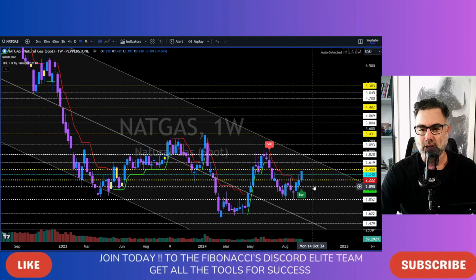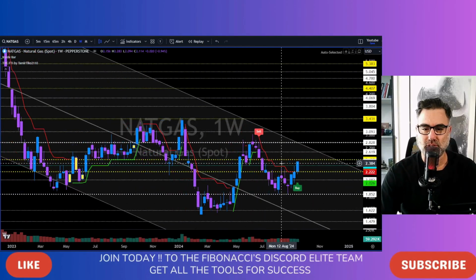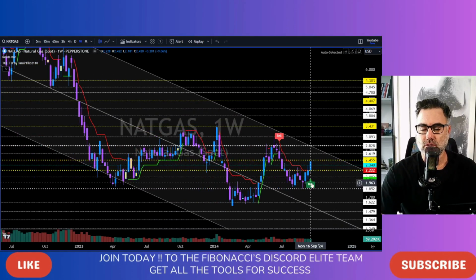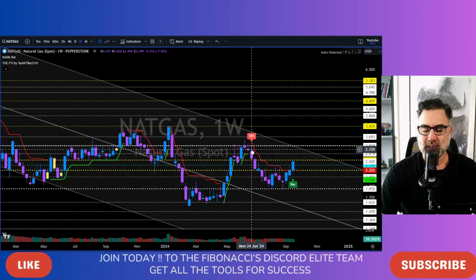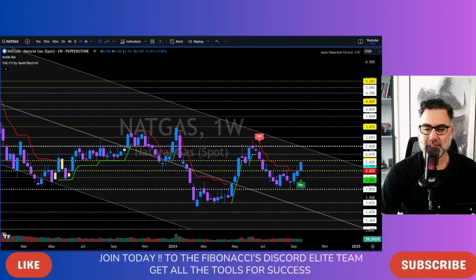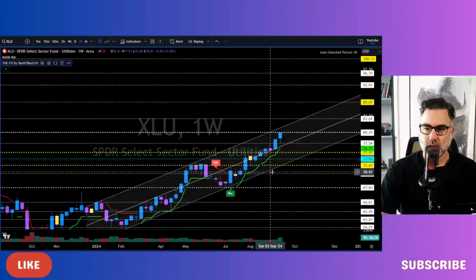And this is why we use candlestick analysis, in-depth candlestick analysis on multi-time frames, Fibonacci, and also the FTI gave us a buy signal. Finally, a buy signal since June. We also got the sell signal and now a buy signal on the weekly. Natural gas looking super bullish.